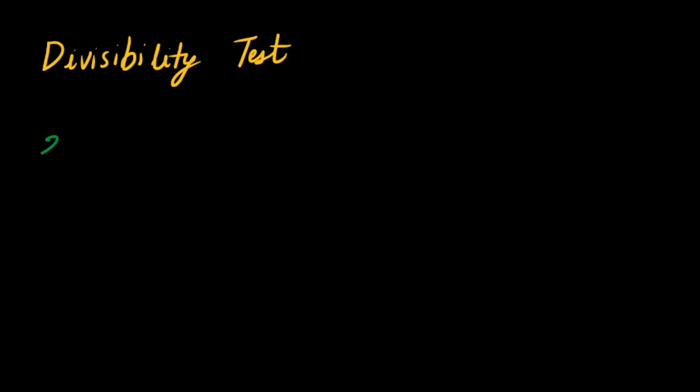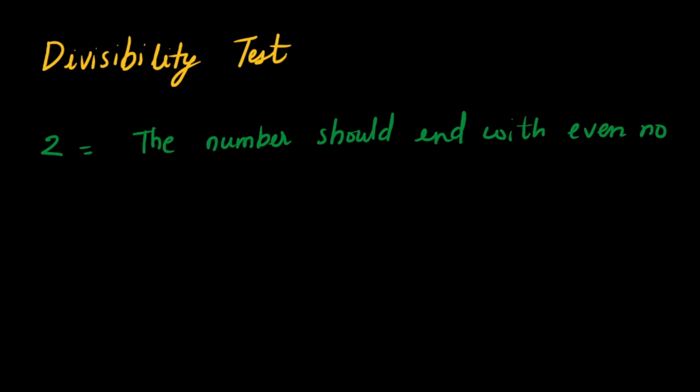Now we have 2 here, so the number should end with an even number. In order to check whether the number is divisible by 2, or whether we can do prime factorization with 2, you should know that the number should end with an even number, right? If you take 100, 0 is an even number, so it is divisible by 2. If you take 152, 2 is an even number, so it is divisible by 2.